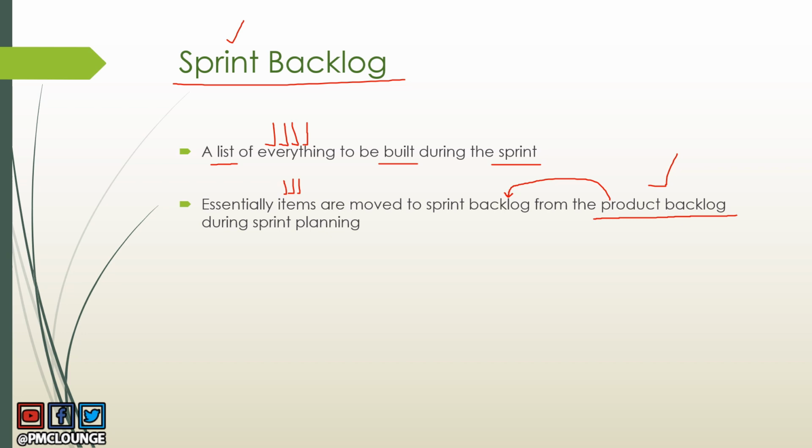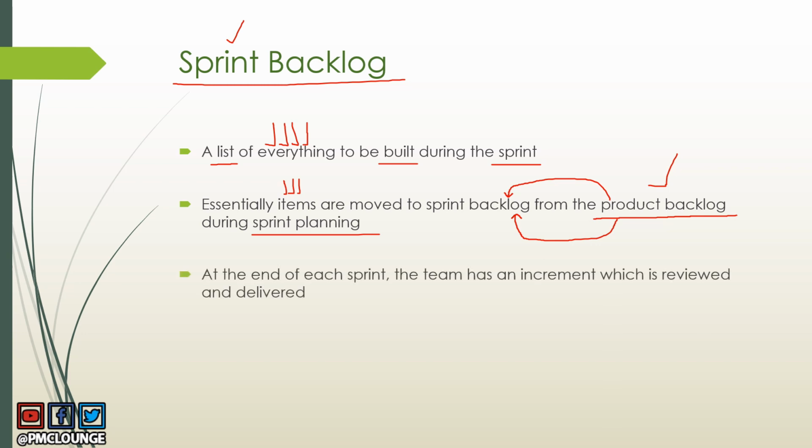This movement of items from product backlog to sprint backlog is something that is done during sprint planning. So while you are working on one sprint, you could be planning for the future sprint as well. So you might move certain items from the product backlog to the sprint backlog for the second sprint while you're already working on the first sprint. So it's a cycle. It goes on in a cyclical manner, and that's how items are moved from product backlog to sprint backlog and then eventually delivered at the end of each sprint.